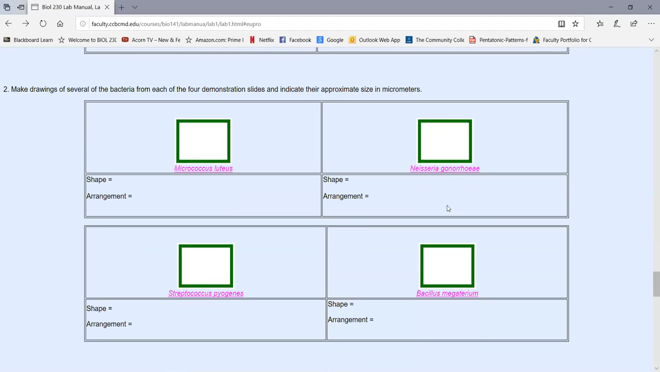Then you can practice on these. You can just click on them and fill this in. You won't be measuring them because, of course, you're doing this online.